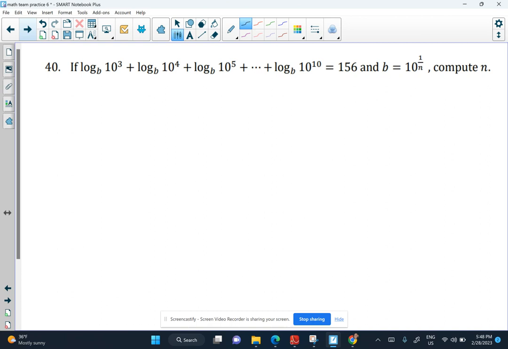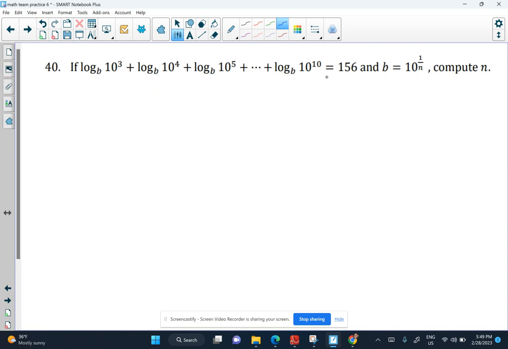Okay, number 40. This is an Algebra 2 topic. You also see it in pre-calculus as well as calculus. Some of you may not have seen it in Algebra 2 yet, or if you're taking geometry, you may not have seen it. And basically, there's something called the power rule in logarithms.